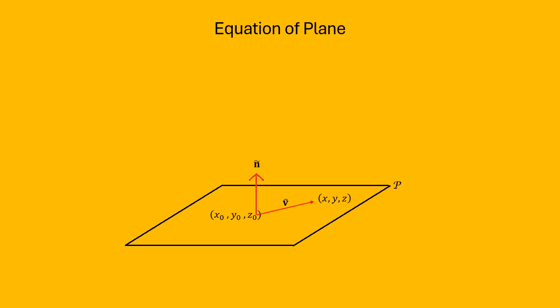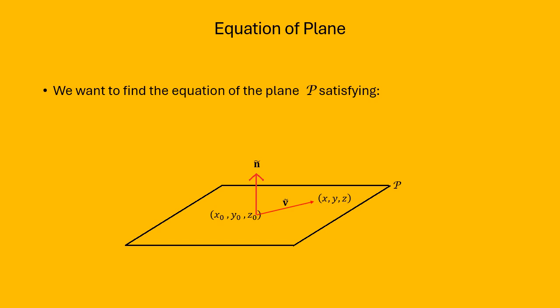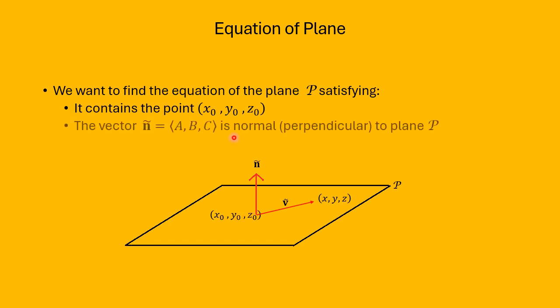So let's talk about the equation of a plane. Let's suppose that we want to find the equation of a plane P, which has the following properties. It contains the point x0, y0, z0, which is down here in the plane, and it has a normal vector n perpendicular to that plane P. P is this plane. And let's suppose that the components of n are the numbers a, b, and c. So what we want to do then is to find out what equation this triple x, y, and z must satisfy.